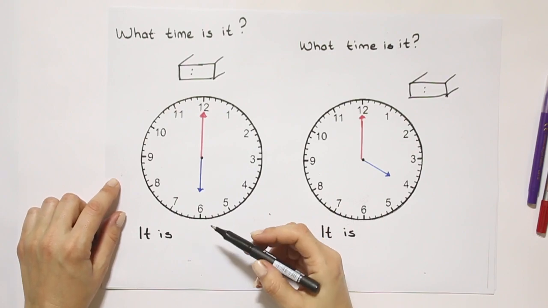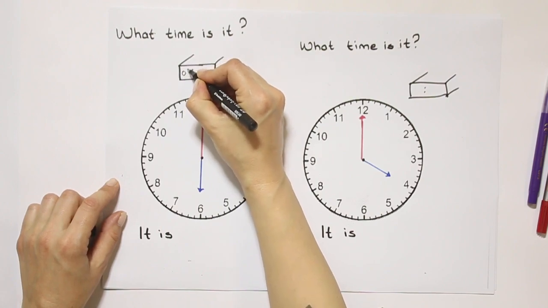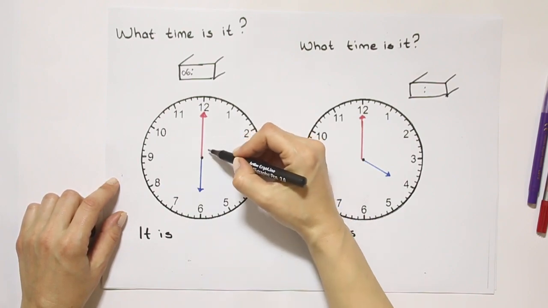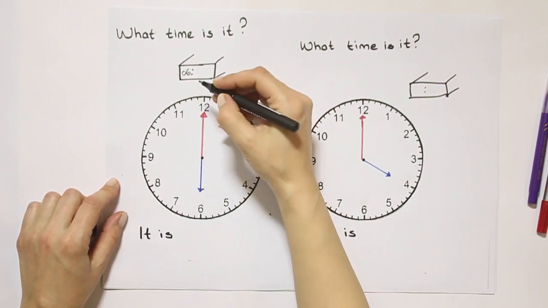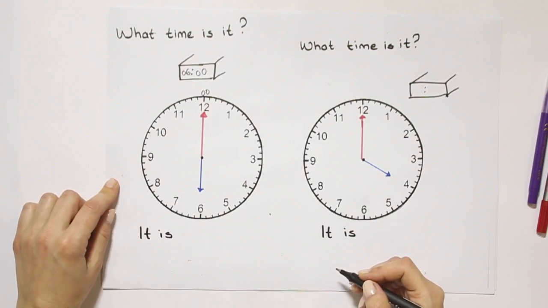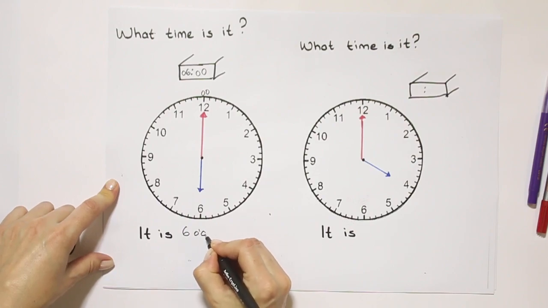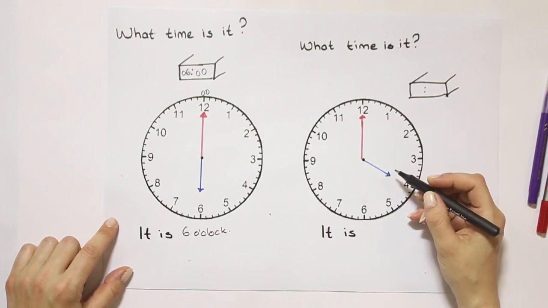Remember, the short hand tells us the hour. First we need to look at the hour hand. In this case, the hour hand is pointing at 6. And the minute hand is pointing at 12. So it must be 6 o'clock. What time is it? It is 6 o'clock.